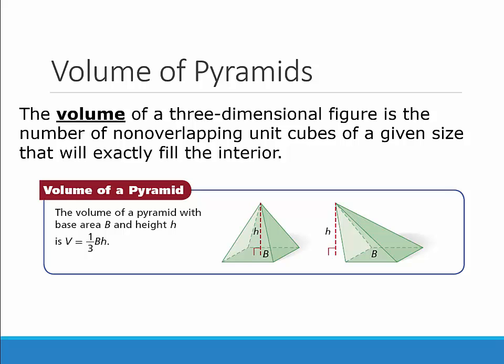So for a cone and a pyramid, the formulas are very similar because remember for a prism and a cylinder, it was just base times height. A cone or a pyramid is 1/3 base times height. And in class we'll prove why it's 1/3.